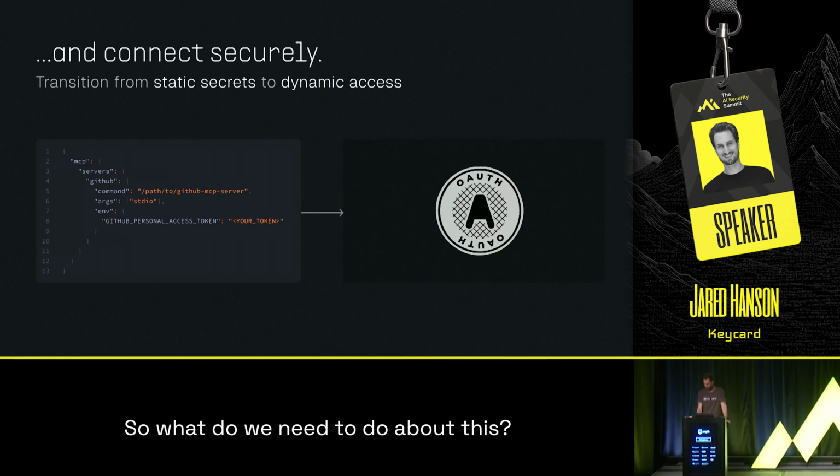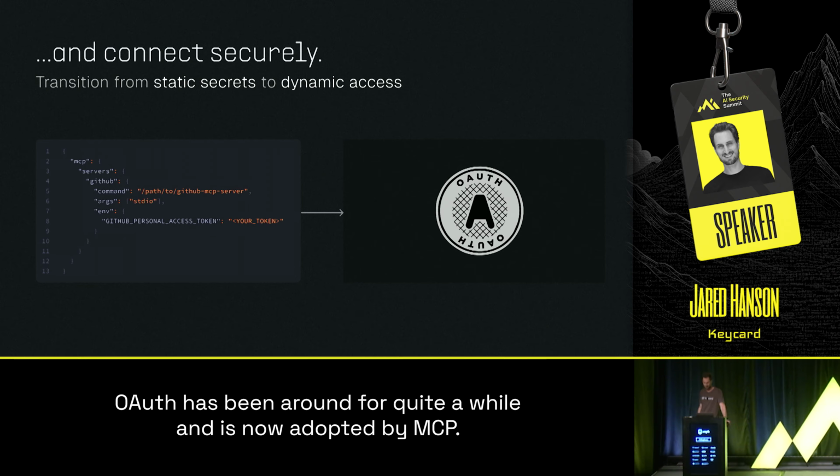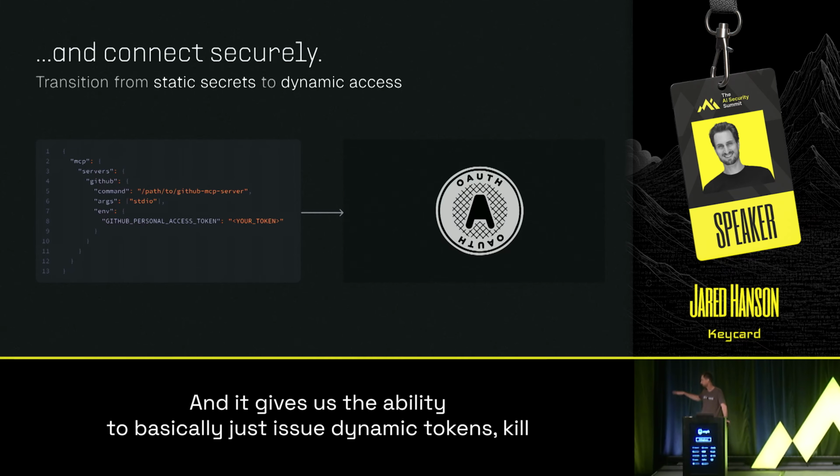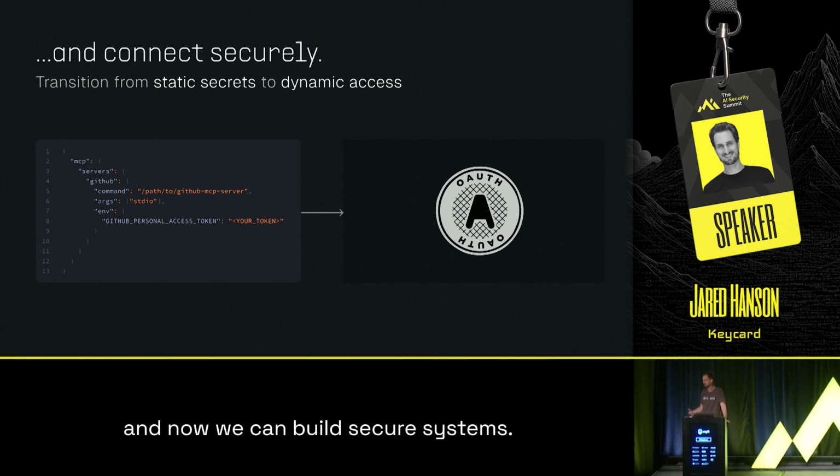So what do we need to do about this? Well, we want to connect the systems. Let's just do it securely. And this is where OAuth comes into play. OAuth has been around for quite a while and is now adopted by MCP. It gives us the ability to issue dynamic tokens and kill the static secrets that are sitting around, and now we can build secure systems.